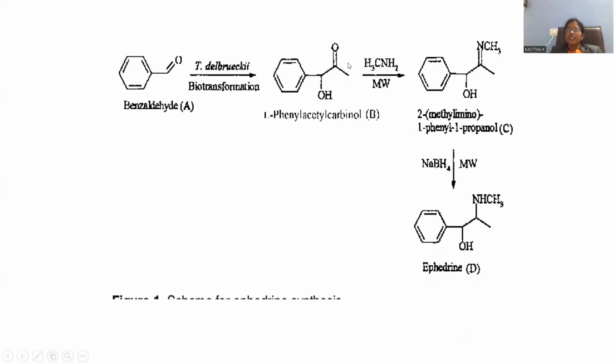Under these conditions, the ketone will be condensed with this amine, so that an imine will be generated. That amine will be turned into imine. Simply, we have to go for this reduction by means of sodium borohydride under microwave conditions. The imine is now added with hydrogen, giving rise to a saturated compound called ephedrine. It is a very simple pathway you can proceed with within the laboratory. Though it is a laboratory synthesis, it is called a green reaction pathway, giving rise to ephedrine as the final product.